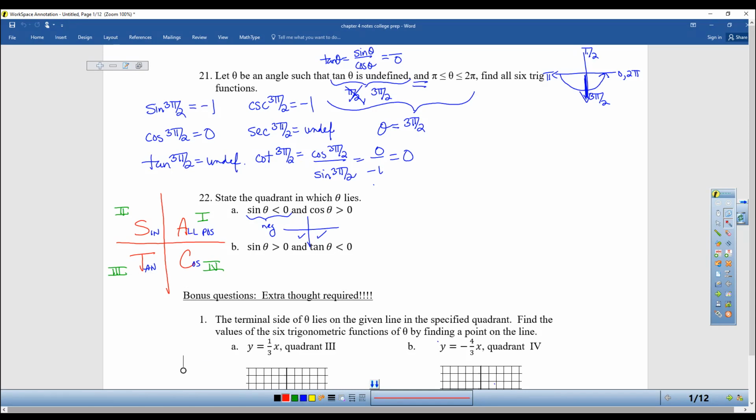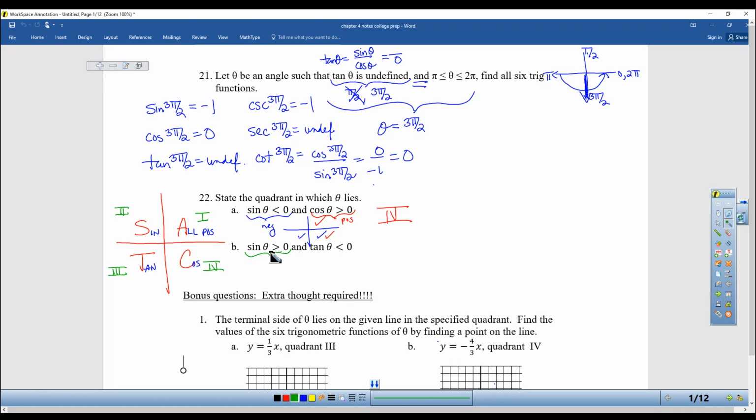But then this piece says where is cosine greater than 0, which means positive. And cosine is positive in quadrant 1, where they're all positive, and in quadrant 4. So where did that put me? Quadrant 4. Make sure you answer in Roman numerals. You should see if you can do letter B on your own. But I will do it for you.